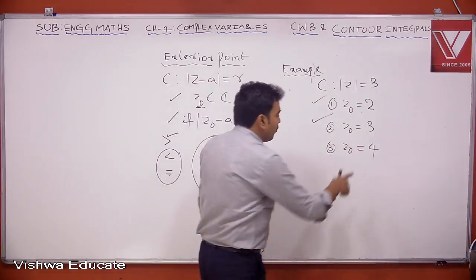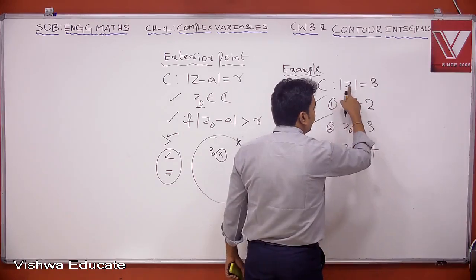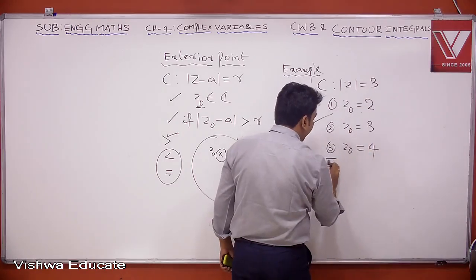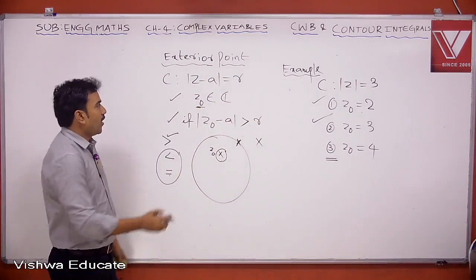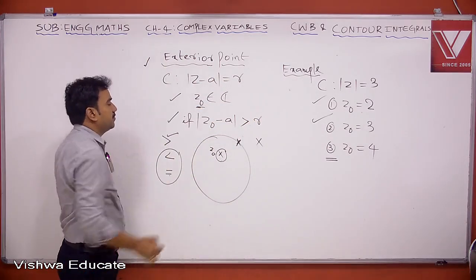Look at this. When you replace Z by 4, mod 4 is 4, which is greater than 3. So it is an exterior point of this circle, modulus of Z equal to 3. Write the definition. Exterior point.